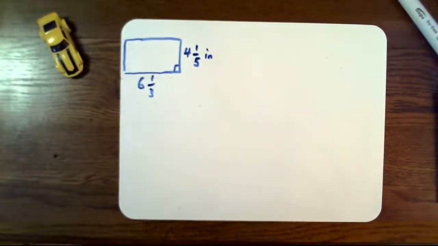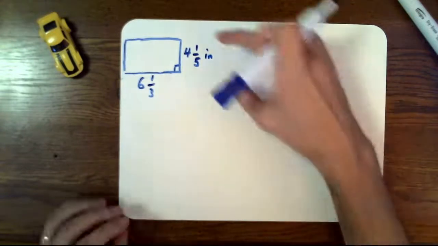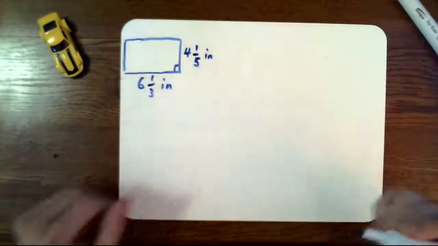So, we've been talking about adding and subtracting fractions, multiplying and dividing fractions, mixed fractions, improper fractions. So I'm just going to do a pretty detailed perimeter and area problem with mixed fractions. This side is 4 1/5 inches. This is 6 1/3 inches.